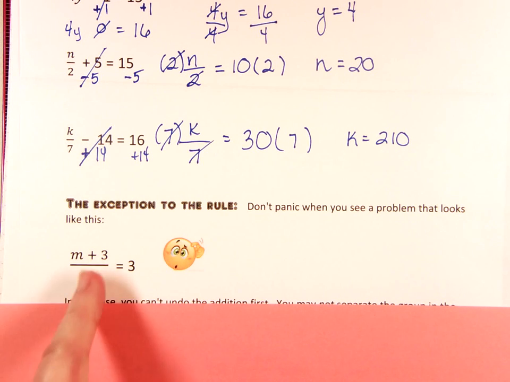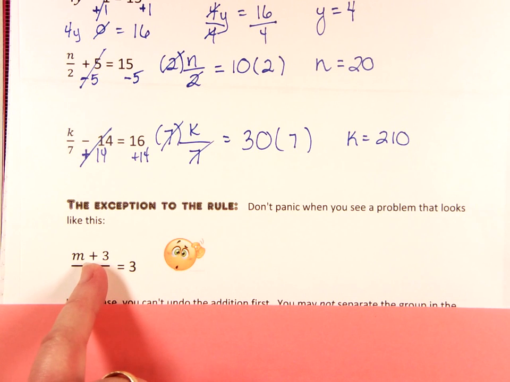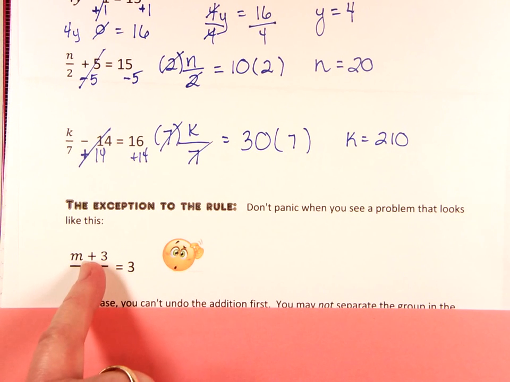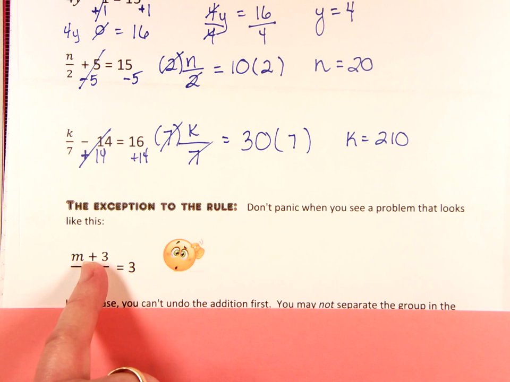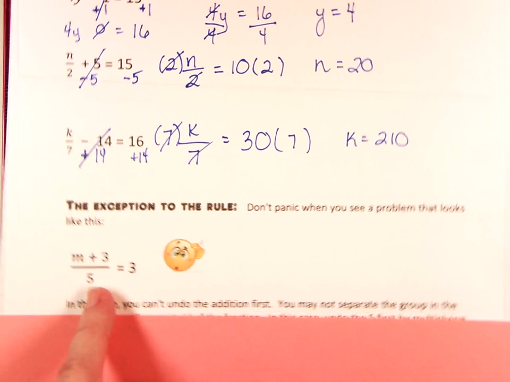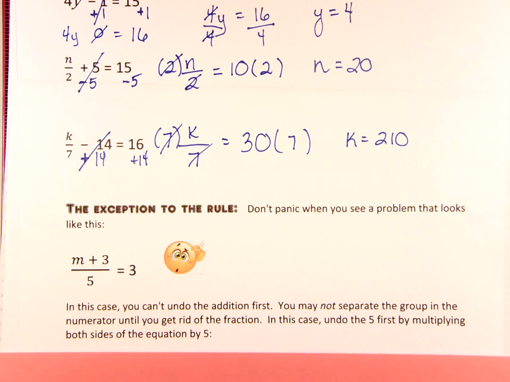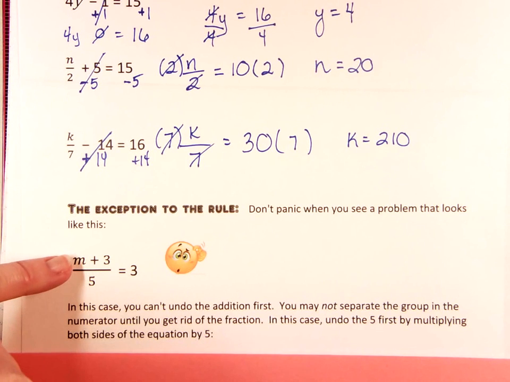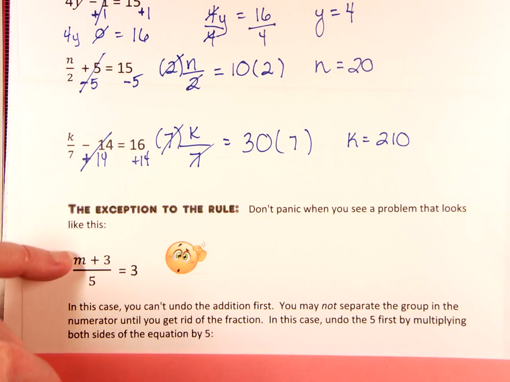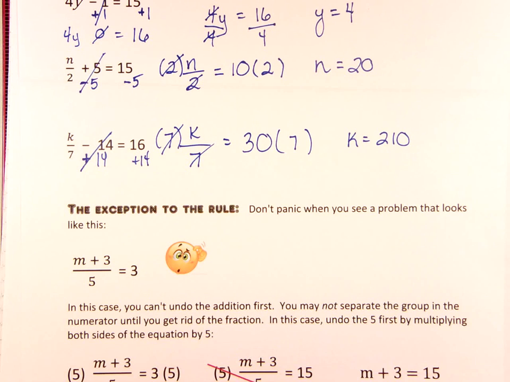Think of this top as a family. Everything on top of this fraction bar here is a family unit that cannot be separated. You must work with this bottom number first, the 5 here. And here's what I wrote for you. In this case, you can't undo the addition first. You may not separate the group in the numerator until you get rid of the fraction. In this case, undo the 5 first by multiplying both sides of the equation by 5.